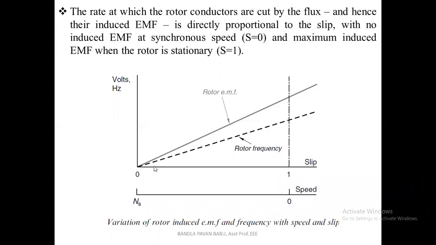Look at the characteristics, the variation of the rotor induced EMF and frequency with speed and slip. At s equal to 0, that is synchronous speed, the stator speed is equal to the rotor speed. At s equal to 1, consider how the EMF varies: the y-axis represents the EMF and the x-axis represents the slip. The EMF starts inducing, and if we keep increasing the slip to the maximum, the induced EMF is maximum. So the induced EMF is directly proportional to the slip.